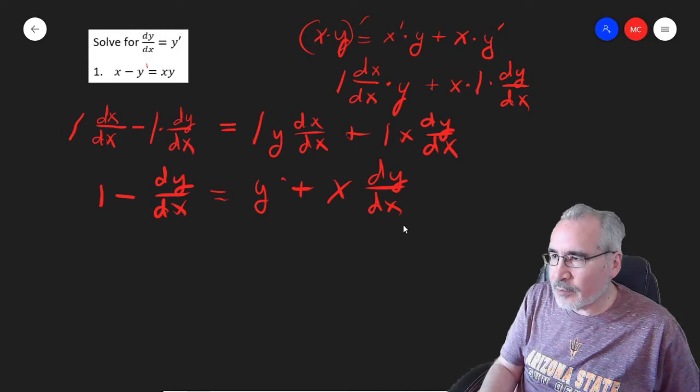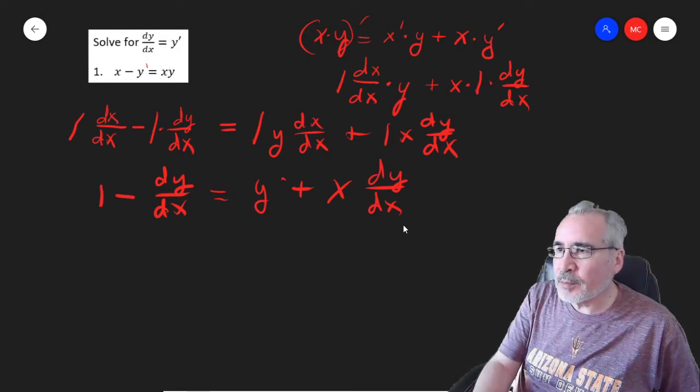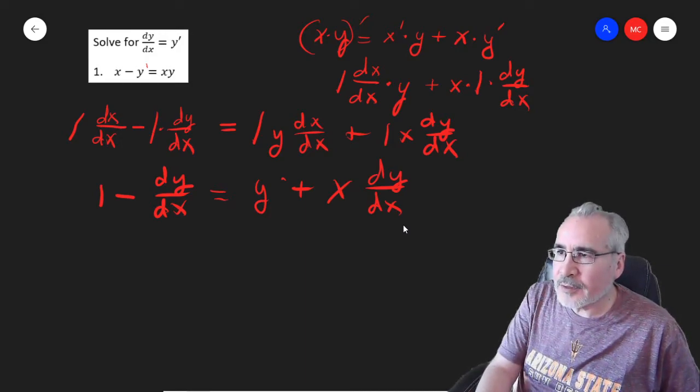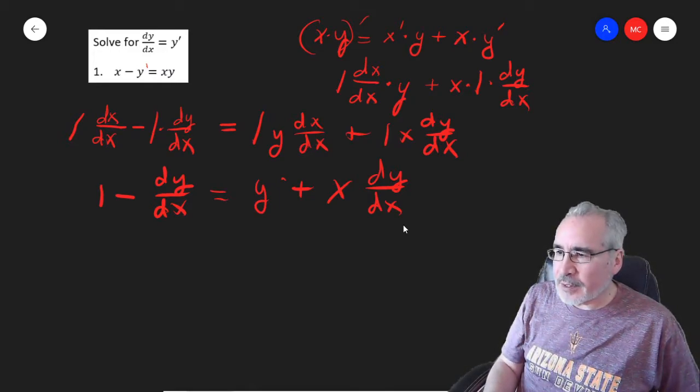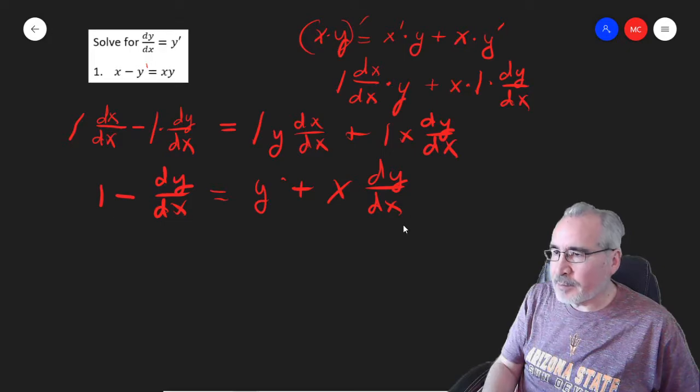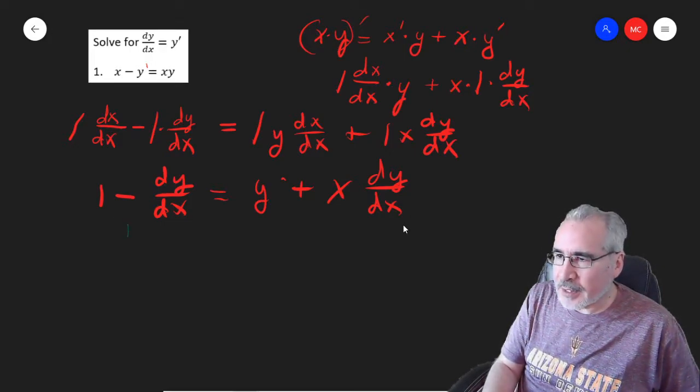Now what you see is we've got dy dx in both places, and that's what we're trying to solve for, dy dx. So what would be helpful at this time is to get the dy dx both on the same side. So I'm going to add dy dx to this side, and I'm going to add dy dx to this side.